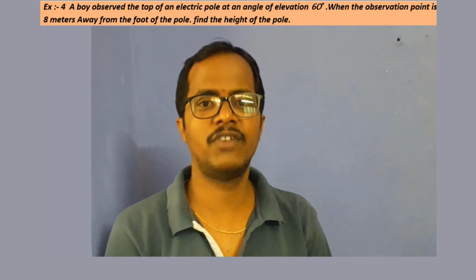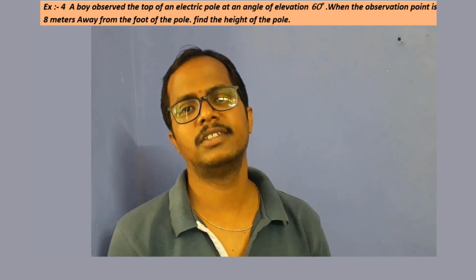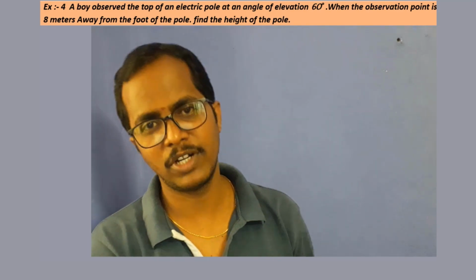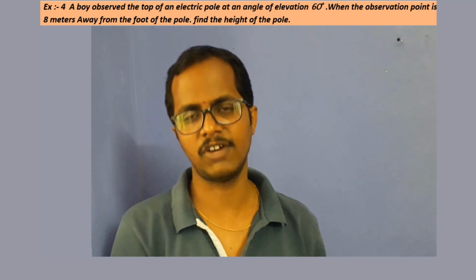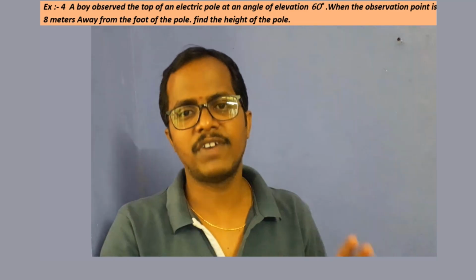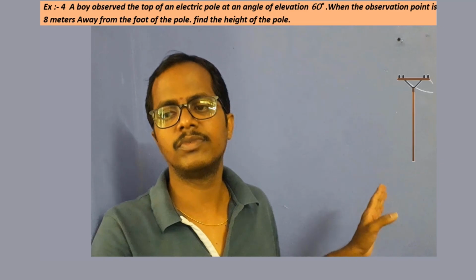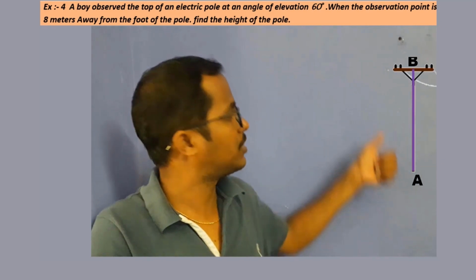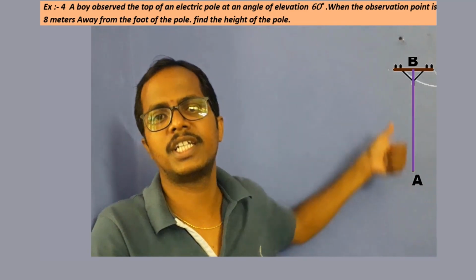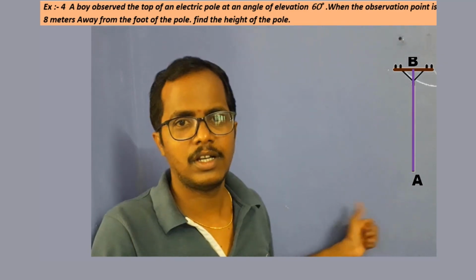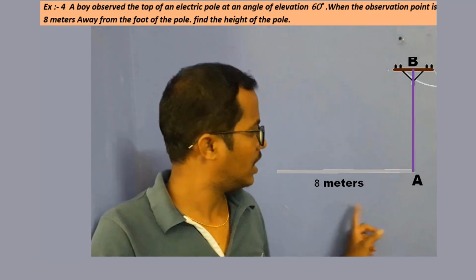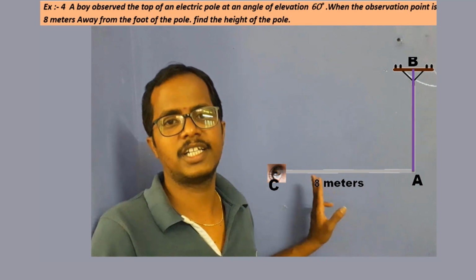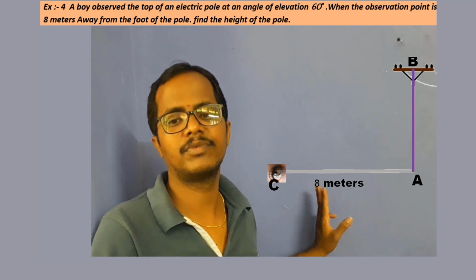So now this is the given information, and using this information we need to draw the suitable diagram for this situation. Let us see how. So let us take first an electric pole and represent the height of the electric pole with a straight line AB, and on the ground at a distance of 8 meters away from the pole, the observer position is there. Let us assume this position as C.